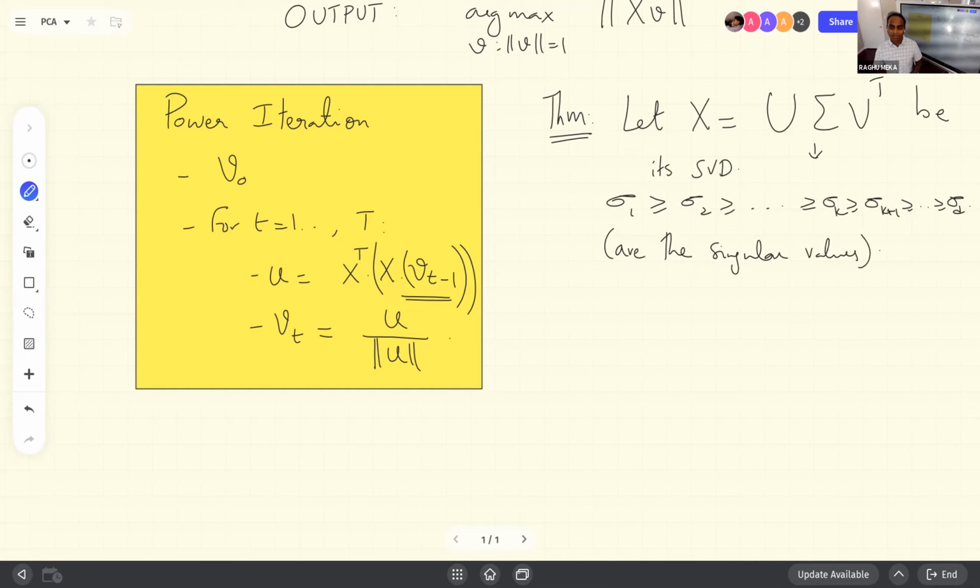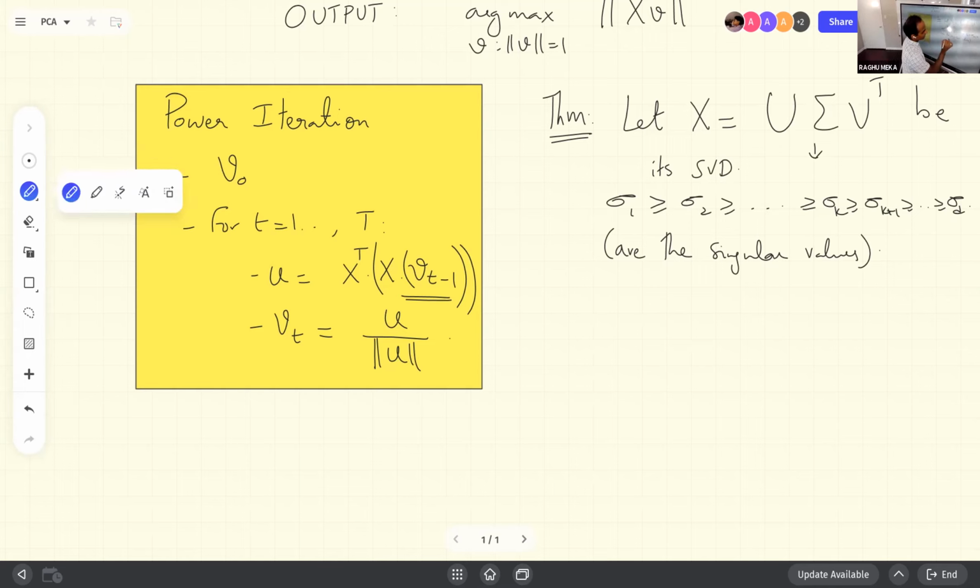So here's a question. Is the first singular vector always unique? No, right? What if sigma 1 equals sigma 2? What can we say about the convergence of power iteration or any method in that case? What's the best guarantee that we can get? There's no single top singular vector there. There's a subspace of vectors which will all give the same maximum value for the length of the inner product, right? So that's exactly what we are going to show.